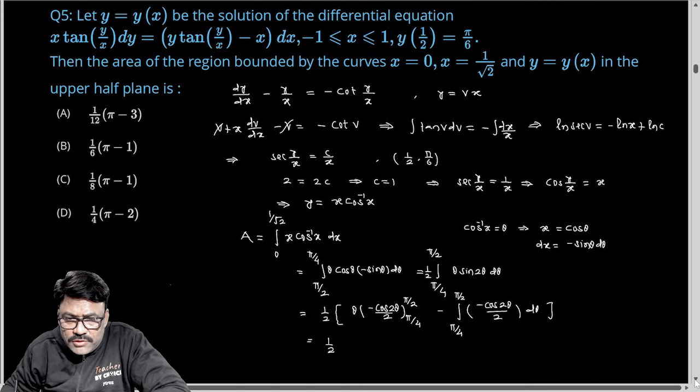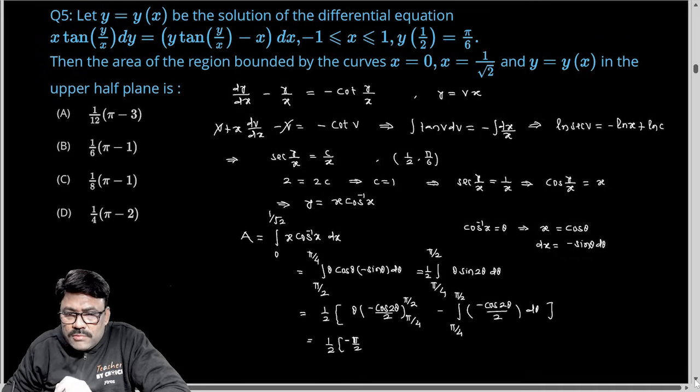Here you are getting what? When you substitute the upper limit, you will get pi by 2 with minus sign, in fact minus pi by 2, and then cos pi. Cos pi is minus 1, so that will become plus actually. And when you put pi by 4, the cos pi by 2 is 0. And here you are getting plus.